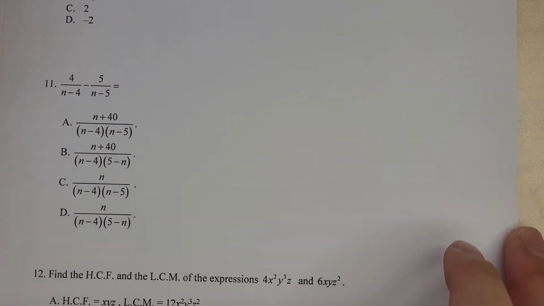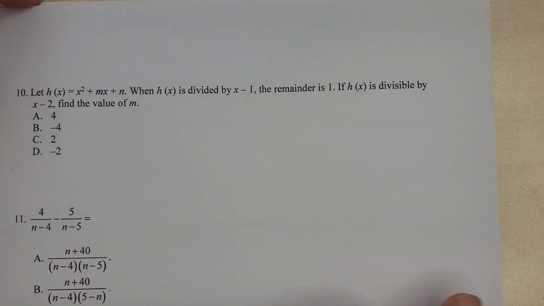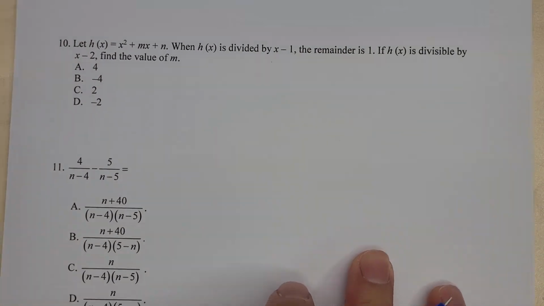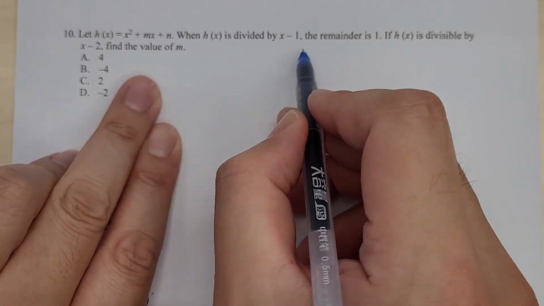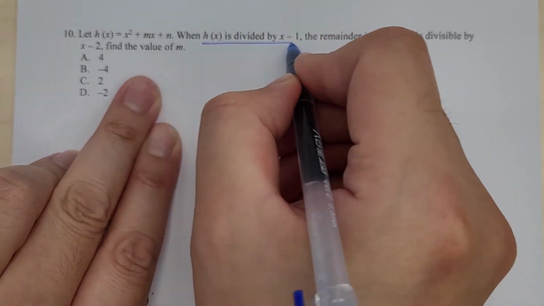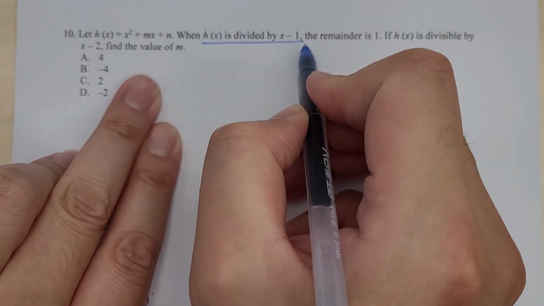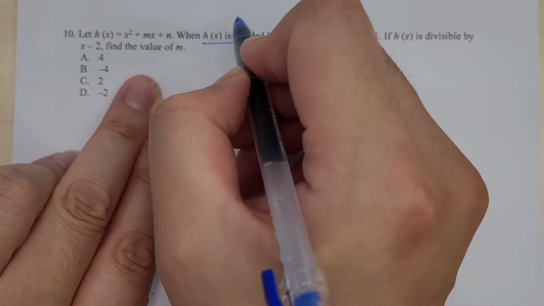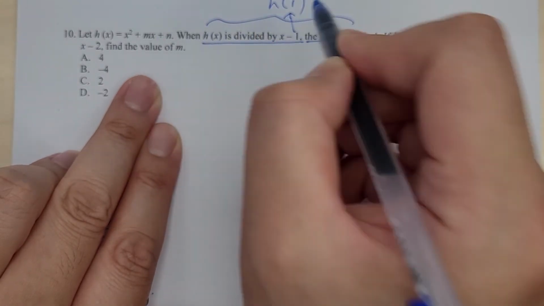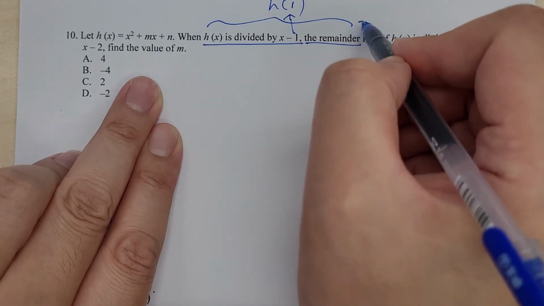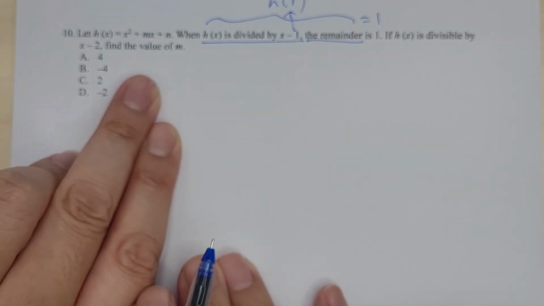And then go to question number 10. Let h(x) be x squared plus mx plus n. When h(x) is divided by x minus 1, the remainder is 1. Here, when h(x) is divided by x minus 1, the remainder is h(1). Just substitute back here. The remainder is 1, that means h(1) equals 1.